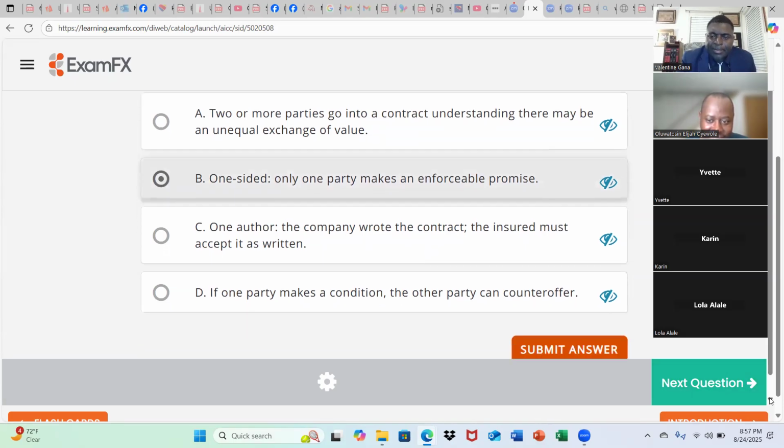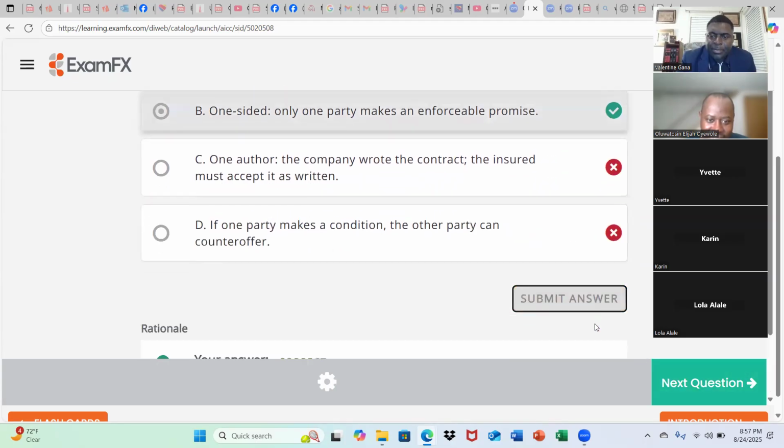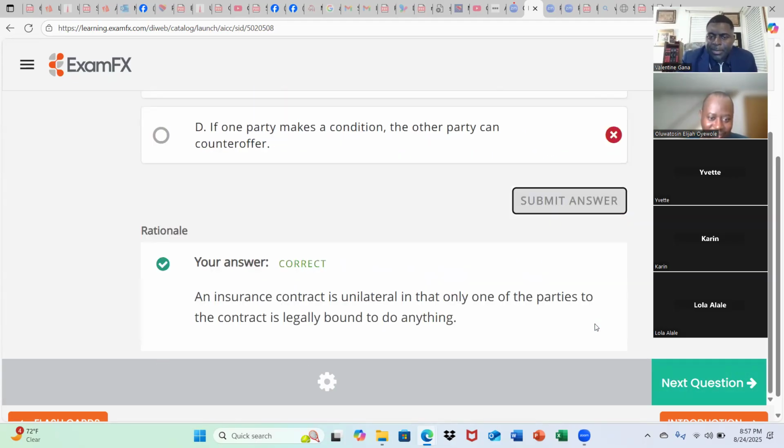Let's see if we're right. We submit. Yvette, do you want to read the explanation? An insurance contract is unilateral in that only one of the parties to the contract is legally bound to do anything. Okay.